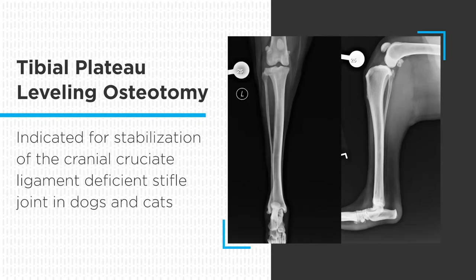TPLO is indicated for stabilization of the cranial cruciate ligament deficient stifle joint in dogs and cats.